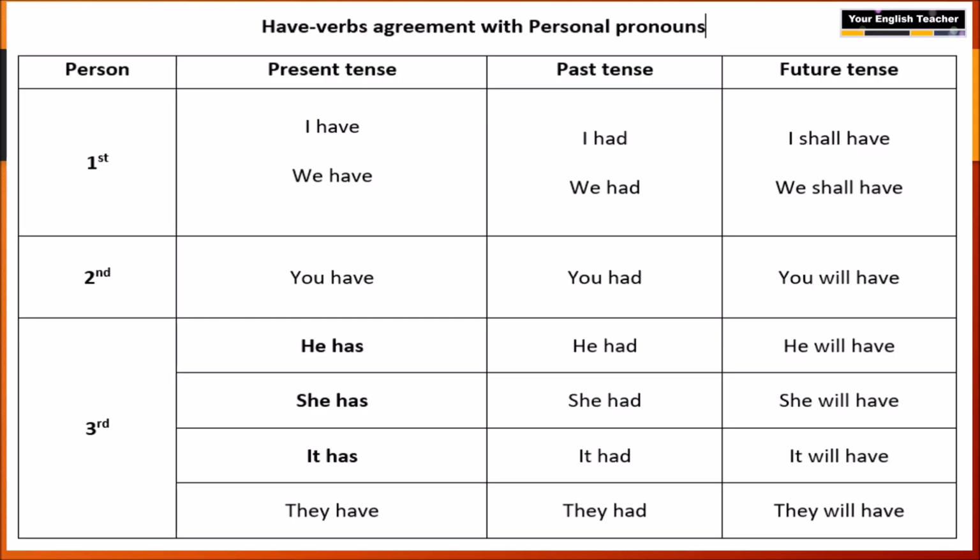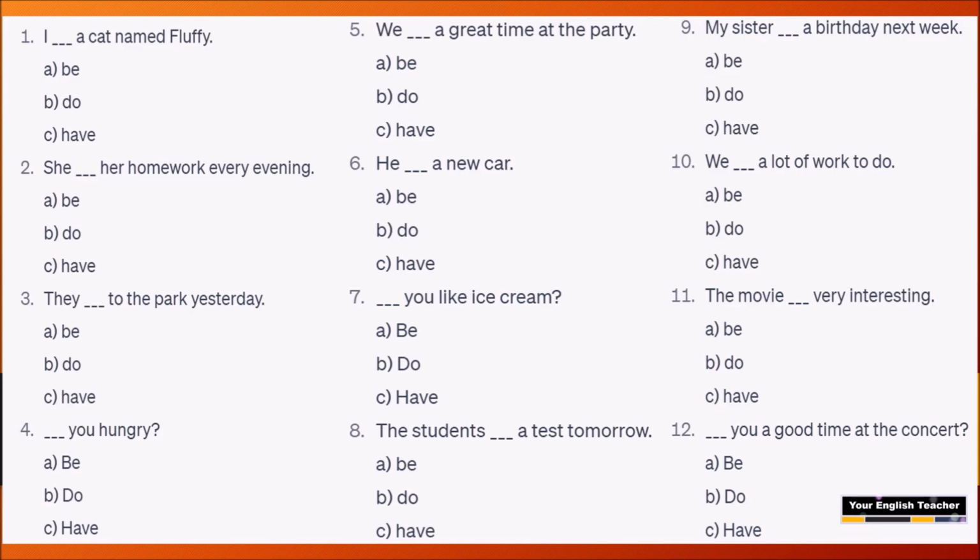And from this table again, you can understand the agreement between have verbs and the personal pronouns. Now let us check your comprehension about verbs. Here you can see there are some 12 sentences, and after trying to understand the meaning of the sentence, you decide whether we need a be verb or a do verb or a have verb. First one, you can see here, I dash a cat named Fluffy. So what do we need here? It indicates possession. So a have verb is required here to fill up the blank.